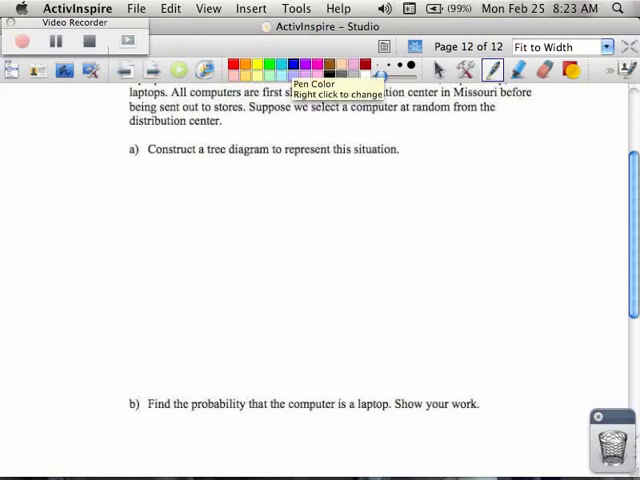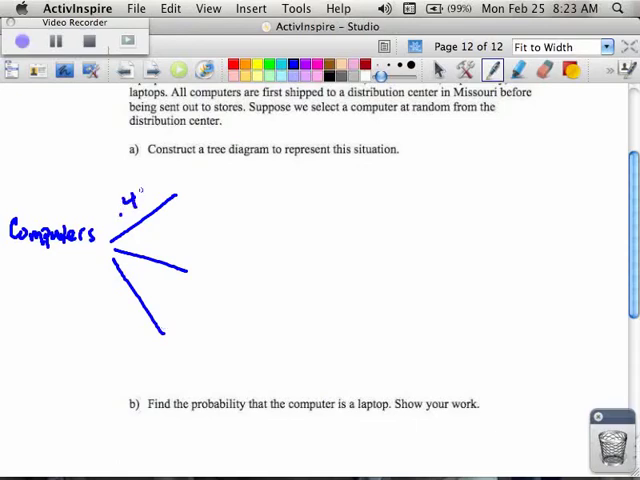So I've got all my computers. And there are 3 possibilities. Possibility number 1 is 40% from California. Possibility number 2 is 25% from Texas. And possibility number 3 is 35% from New York. After we do that, we look at what's happening with laptop versus desktop.